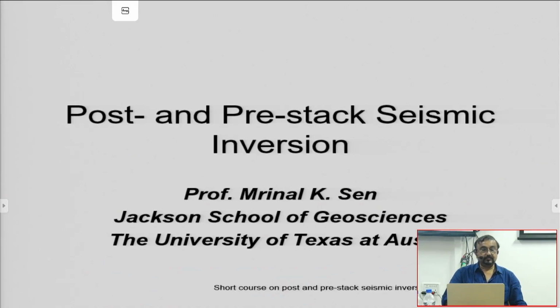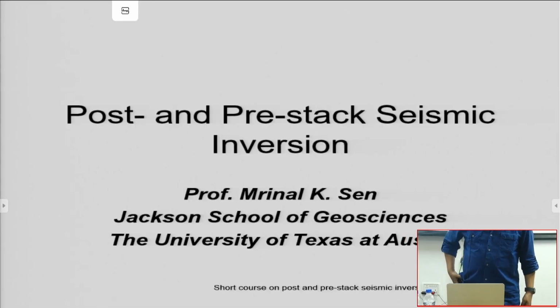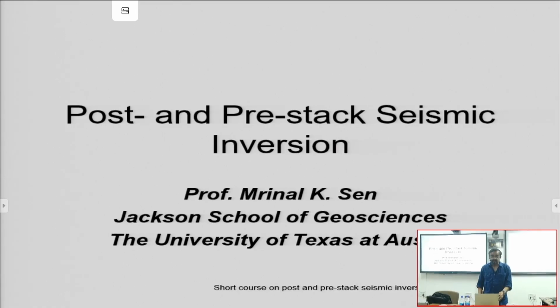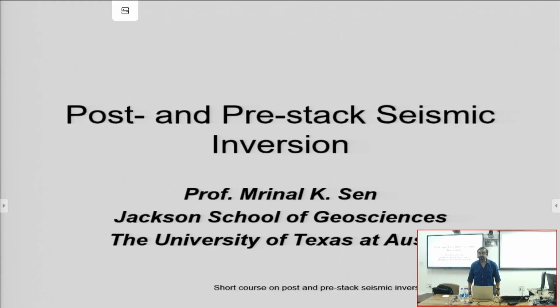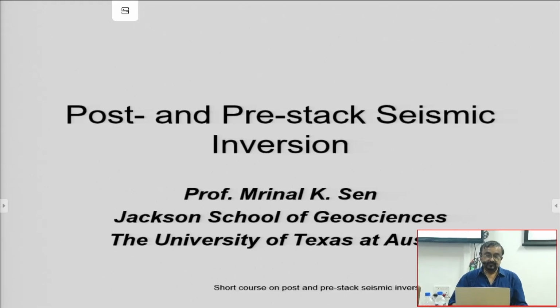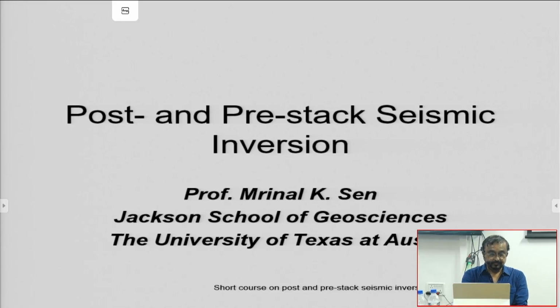Okay, so now the topic is post-stack and pre-stack seismic inversion. This is one of the most common approaches, or rather most common processing steps, that we apply to seismic data for reservoir characterization. So now that you have heard our lectures on a whole bunch of concepts on inverse theory, forward modeling, inversion, and all of that stuff, you should be able to understand this pretty well.